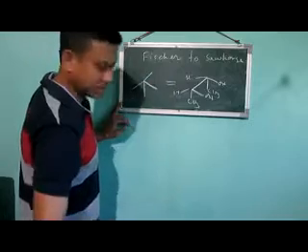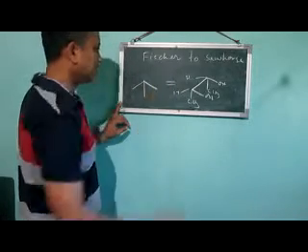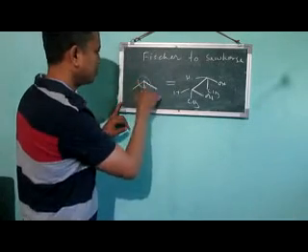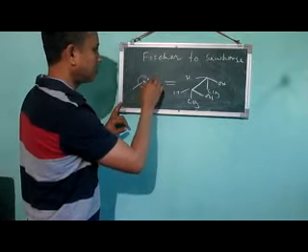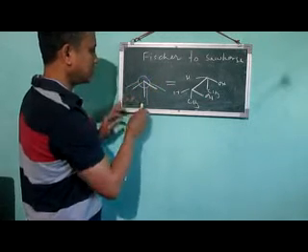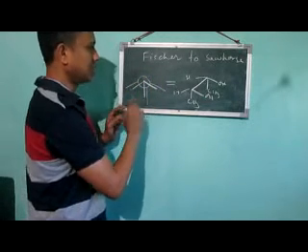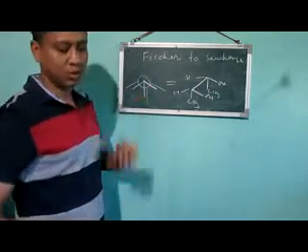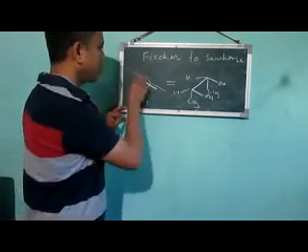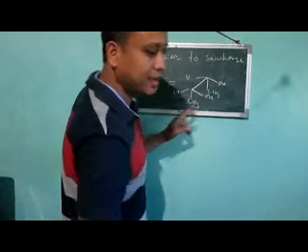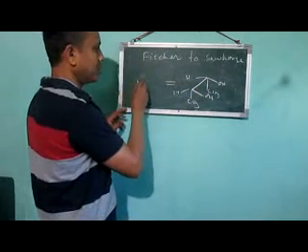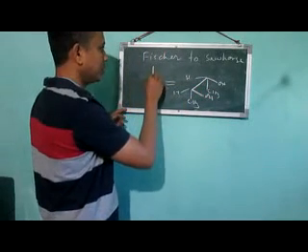Eclipsed structure means this one. Suppose this is the second carbon, and the other three groups are like this. That means all the groups are eclipsed, so in this form the molecule will not be stable. So what we can do is fix one carbon and rotate the other carbon. After rotating we will get this structure.